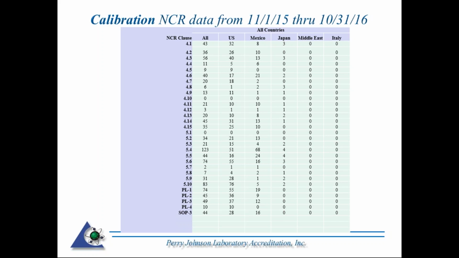It's just in numerical order, as you can see. We're not going to go through each and every element here. We're going to look at the most common occurrences between testing and calibration. If you're having trouble getting a grasp on a particular section, you can see how you line up with everyone else. PJLA is worldwide. We have assessors around the world. Of course, we're prevalent here in the US, but this data is also made up from our assessments in Mexico, Japan, the Middle East, and Italy.